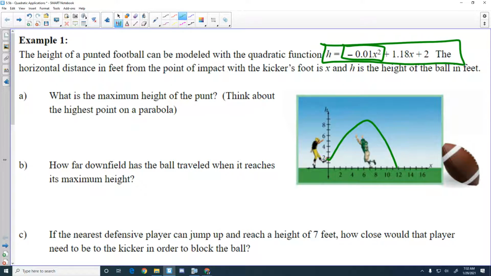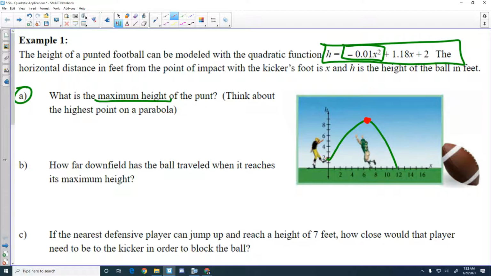And so the kicker's kicking the ball. Someone's trying to block it. And we're just going to analyze the path that the football would take flying through the air. All right, so here we go. A. What is the maximum height of the punt? Well, as I just mentioned, this is going to be the path of a parabola. And what do you call that highest point on the parabola? The vertex, right? So essentially, the maximum height of this punt, what it's really asking for is, what is the vertex of the parabola?